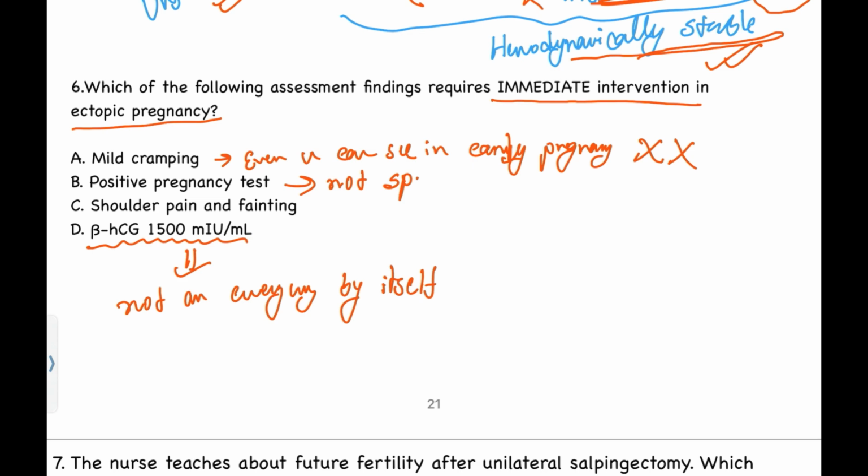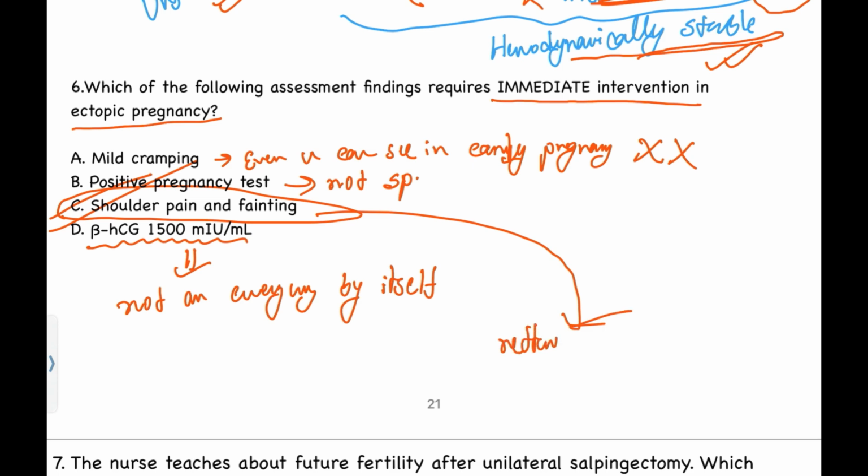So what is the emergency situation? The emergency situation is shoulder pain and fainting. Why? Because shoulder tip pain is referred pain of ruptured ectopic pregnancy.